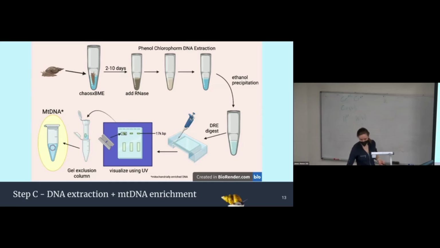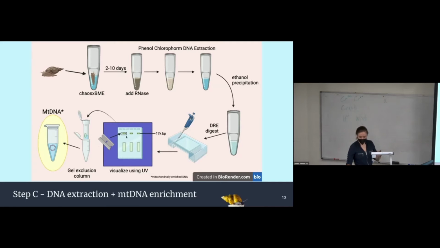So up here is our mitochondria, right, at 17,000 base pairs. And then down below, we get this big old smear of nuclear DNA that's all being cut to different lengths. And that's what one of the restriction enzymes does. The other one actually just makes the separation even further by cutting the nuclear DNA.